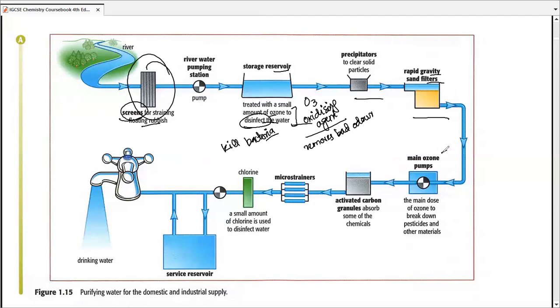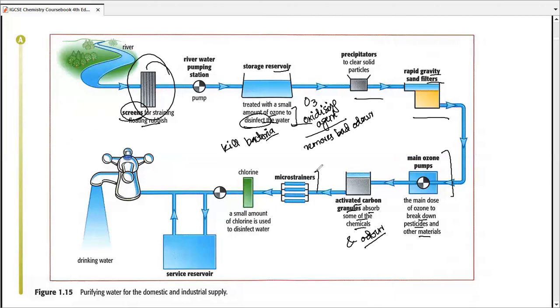Then we get to the main ozone pumps. Here we don't use a small amount of ozone. Here we use a main dose of ozone. It breaks down any pesticides, germicides, any of those kinds of chemical sprays and other materials as well. It actually breaks down any chemicals present in the system. Okay. Then we have activated carbon granules. It absorbs some of the chemicals and odor. Please add odor to it. Means it removes any bad odor.